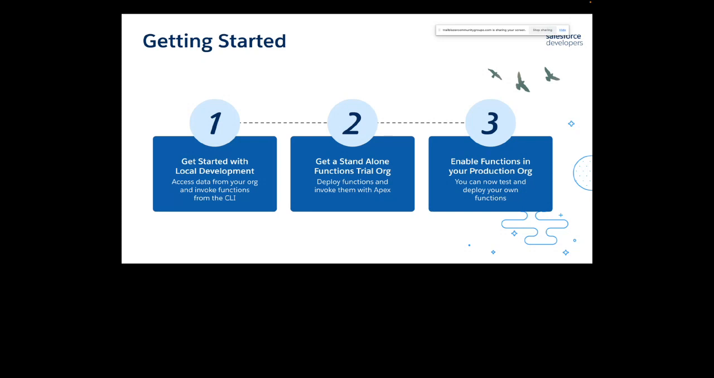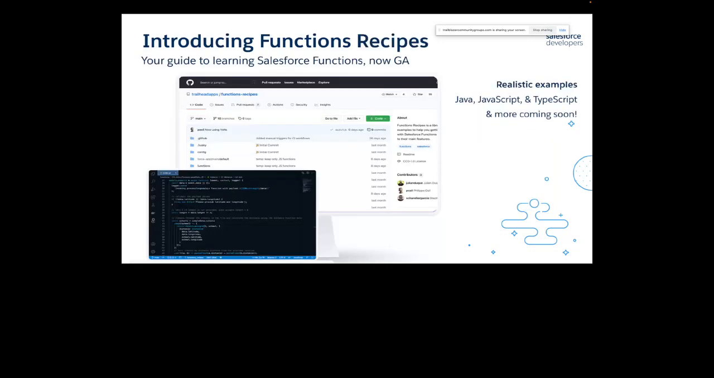Now, how do you learn functions? If I were to tell you, learn Lightning Web Components, one of the resources that you keep referring to is LWC recipes. In fact, the LWC documentation itself refers to LWC recipes a lot. Very similarly for functions, we have functions recipes with a bunch of different functions that we have created in languages like Java, JavaScript, and TypeScript. You can use these in order to learn how functions work. And I'm going to show you some of these recipes today.